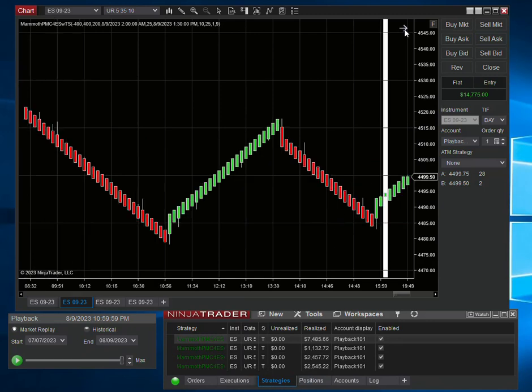So, okay, this is the explanation of this feature that I just put into the PMC for ES strategy. Basically, it is trading on ES.